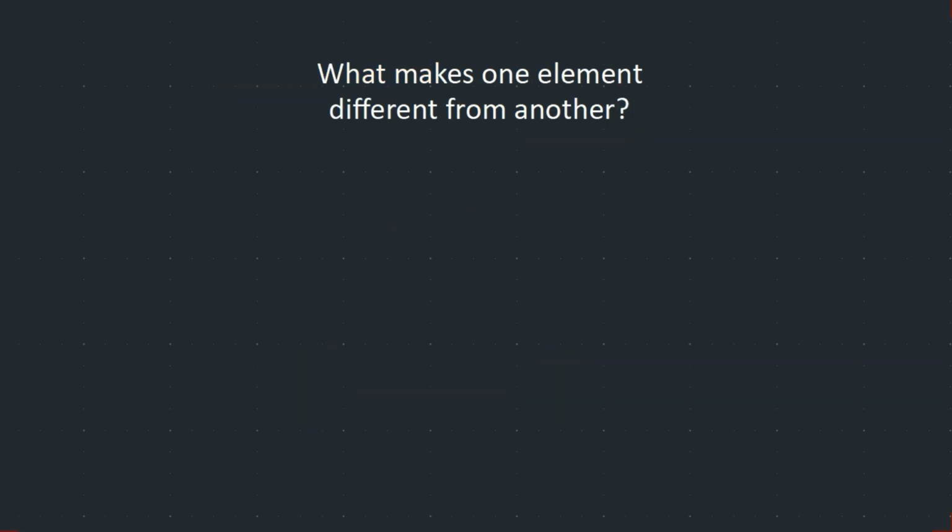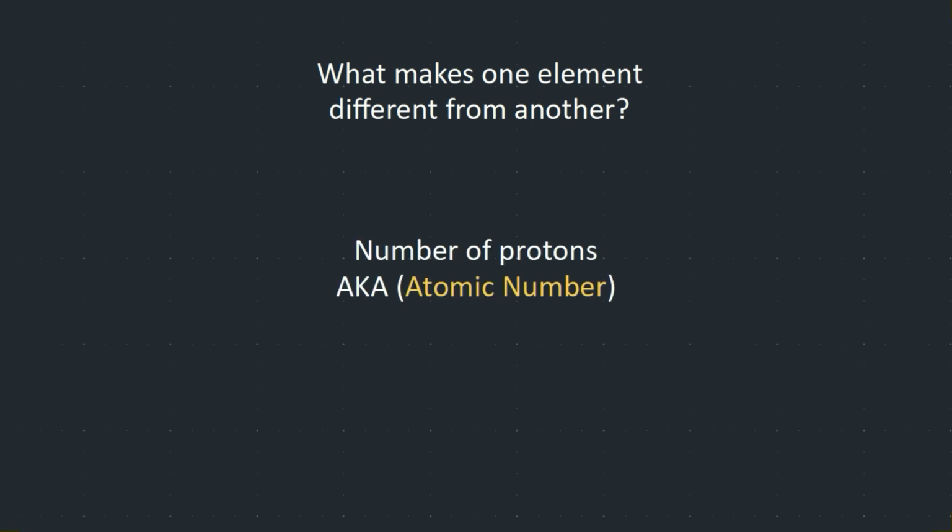What makes one element or atom different from the other? Yes, number of protons, also known as atomic number. Okay guys, again, what do we have? We have an atom made up of proton, neutron and electron. Protons are positively charged, neutrons are neutral and electrons are negatively charged. This I'm sure you guys know of.